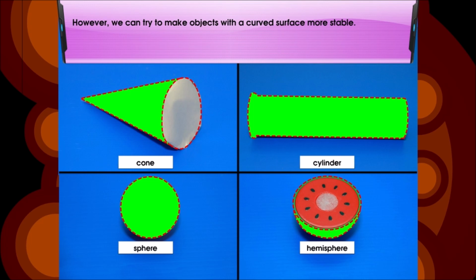However, we can try to make objects with a curved surface more stable. How do we do it? Share your ideas with your friends. Then click Check to find out.